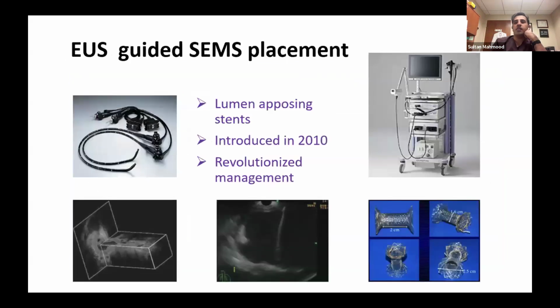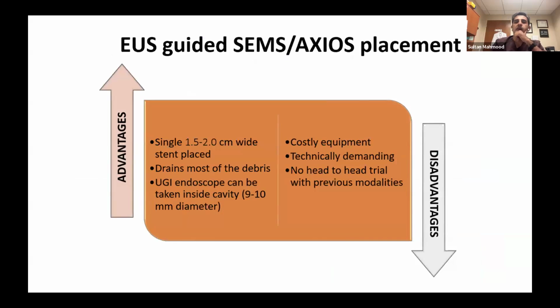So this lumen-opposing metal stent that I was talking to you about was introduced back in 2007, 2010, and it has really revolutionized how we manage peripancreatic fluid collections, walled-off necrosis, as well as pseudocyst. The advantage is that these stents have a very wide diameter. They go up to 2 centimeters, and the endoscope size is around 9 to 10 millimeters, which means that we can go in through that stent into the cavity and do all of our interventions.